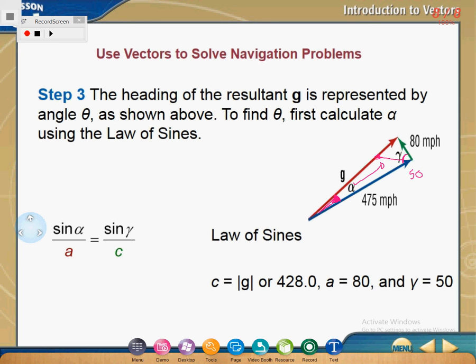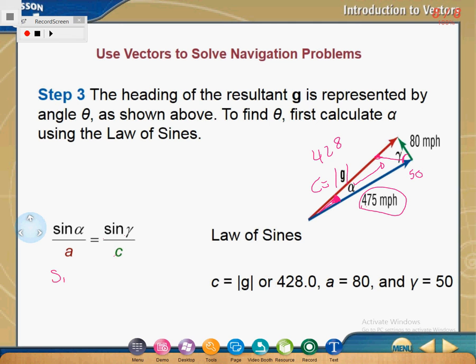is this C. Now angle, opposite, this is the law of sine. So sine alpha over the opposite side is A, equals sine gamma, which is 50, over the opposite side of it, which is C. You remember C, which we found now? The magnitude of C, 428 it was, right? Why didn't I use this one? Because I don't have an angle opposite to it. I don't know what is the angle opposite of it, right? I need one known angle, so I can't use it.